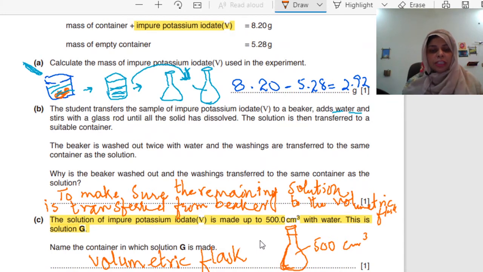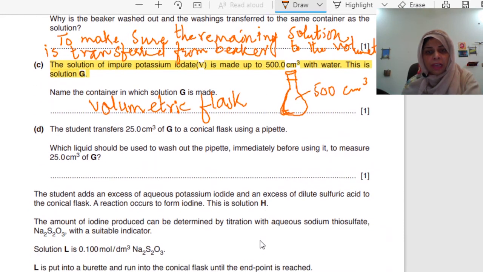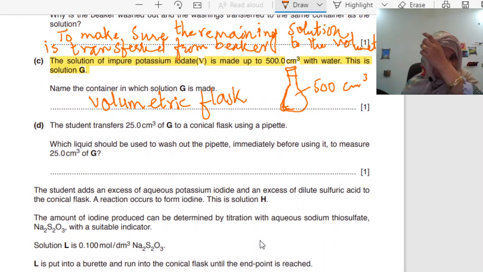The student transferred 25.0 centimeter cube of G to a conical flask using a pipette. Which liquid should be used to wash out the pipette immediately before using it to measure 25.0 centimeter cube of G? Which liquid should be used? The question is this: we have this pipette to measure an exact amount of 25.